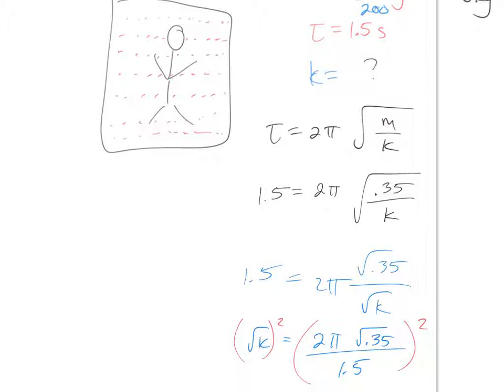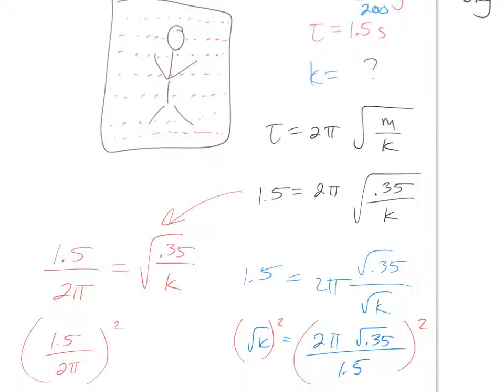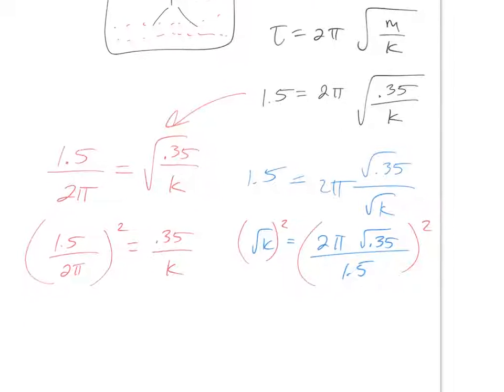I think that's a creative way to do it. I think it's actually easier probably. Okay, it's probably easier than taking the approach I took. My approach was I divided by 2 pi first, which left me with 0.35 over k. Then I squared both sides. And then I switched k and that entire thing.